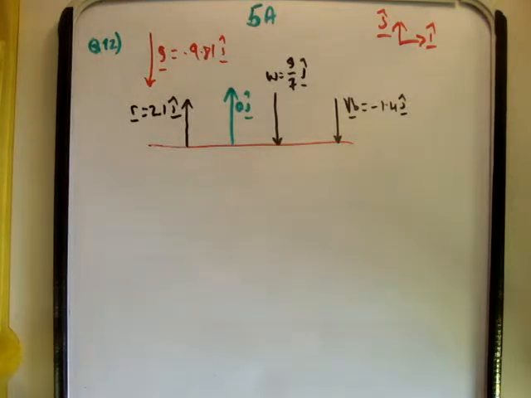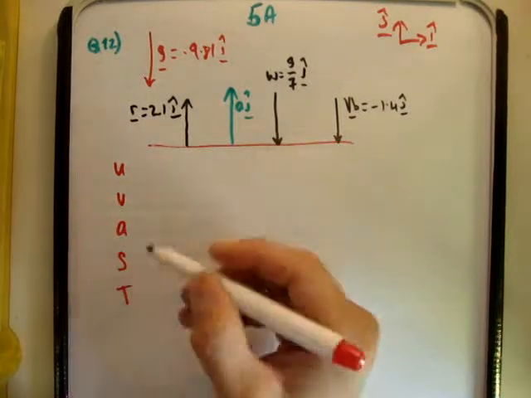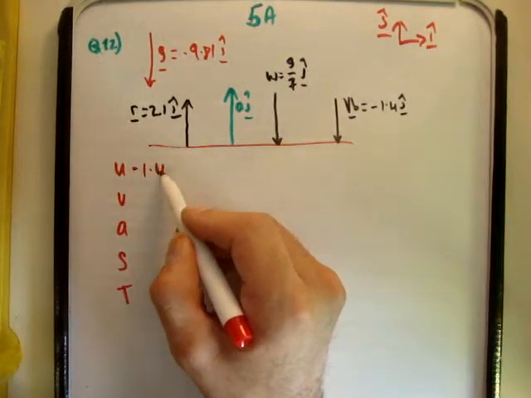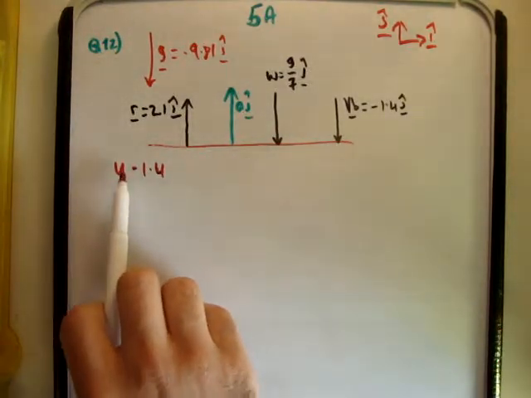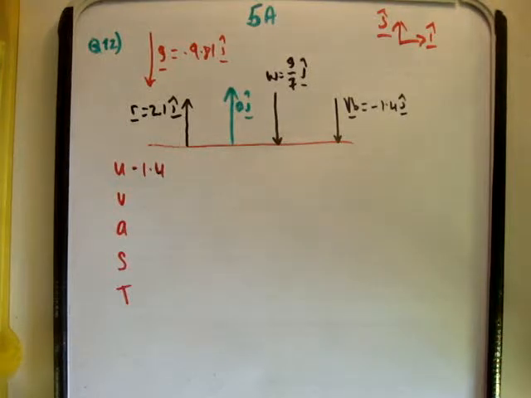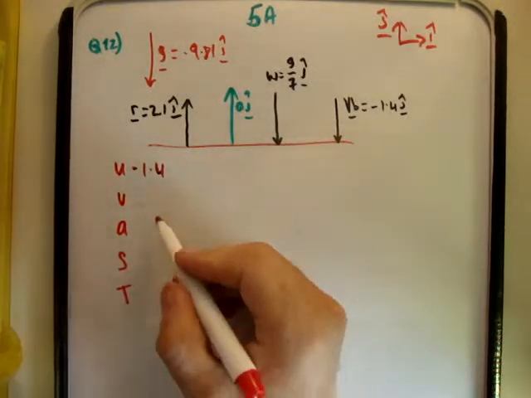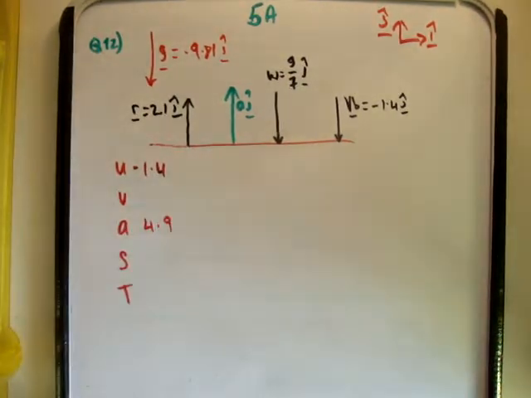So what were we asked to find? We're asked to find how far it will penetrate before it comes to rest. So this is just a small application of accelerated linear motion. So we apply our UVAST. We know the initial velocity is negative 1.4. Now of course directions here are vital. We're going in a downward direction with our initial velocity, and an upward direction with our acceleration, which is 4.9. The final velocity has to be zero, as it comes to rest.